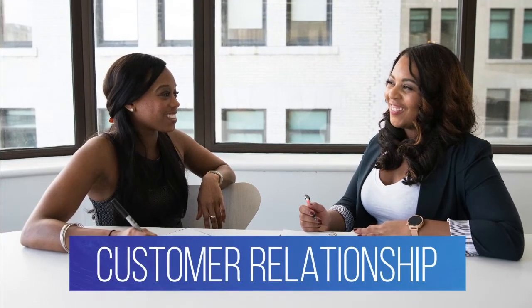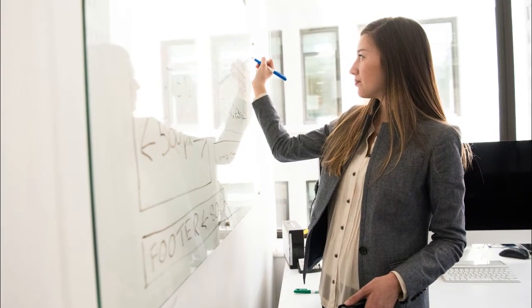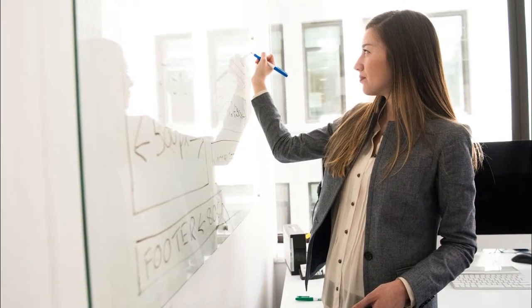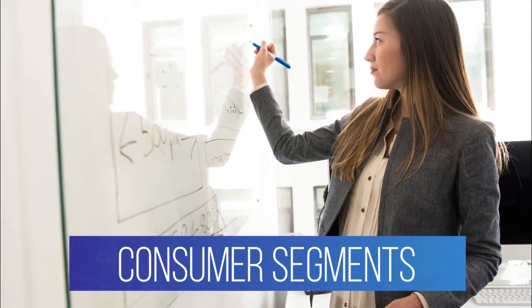Next, you want to talk about the customer relationship. Describe how customers will interact with your business. Is it automated or personal? Is it in person or online? Think through the customer experience from start to finish. Next, you're going to talk about consumer segments. Here, you want to be specific when you name your target market. Your business won't be for everybody, so it is very important to have a clear sense of whom your business will serve.